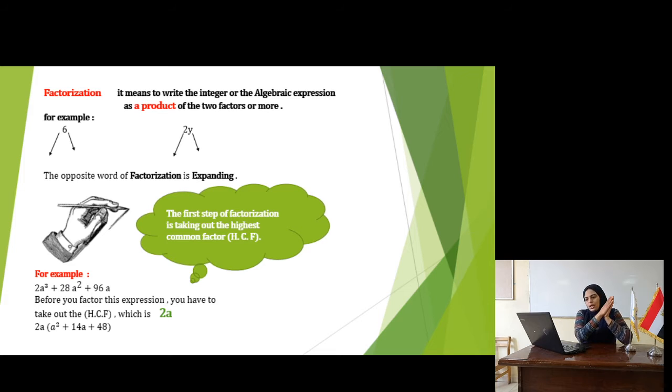After we take the highest common factor outside the expression, we will divide each term by the highest common factor. 2a power 3 divided by 2a equals a power 2. 28a power 2 divided by 2a equals 14a. 96a divided by 2a equals 48. Now we will move to the third slide.